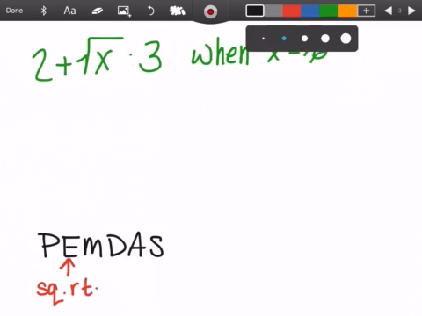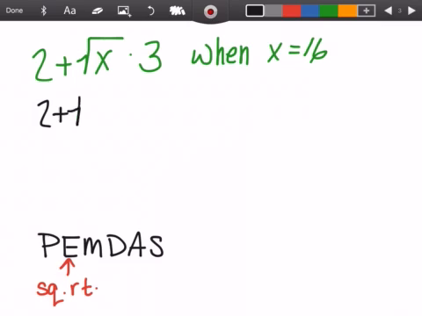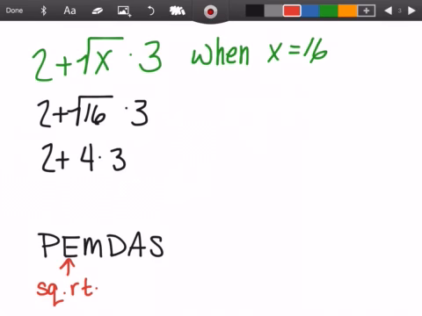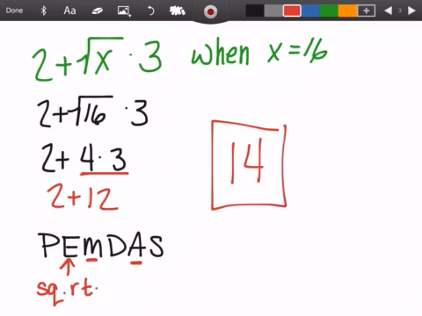So when I plug x in, I would have 2 plus the square root of 16 times 3. The square root of 16 would be 4, so I would have 2 plus 4 times 3. I have to do the 4 times 3 first, since multiplication comes before addition. So 4 times 3 gives us 12, and 2 plus 12, my final answer here would be 14. So please make sure we're still following our order of operations. There were some that struggled on the test with that.